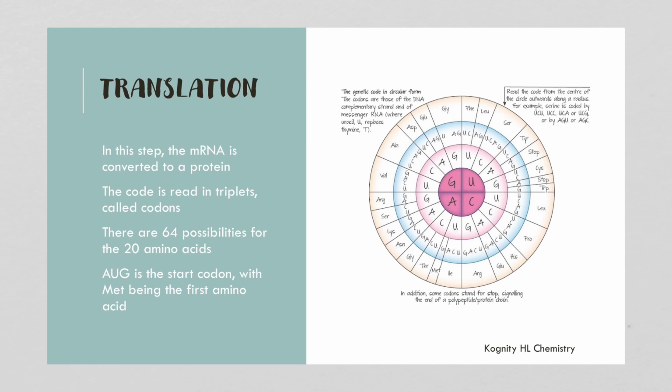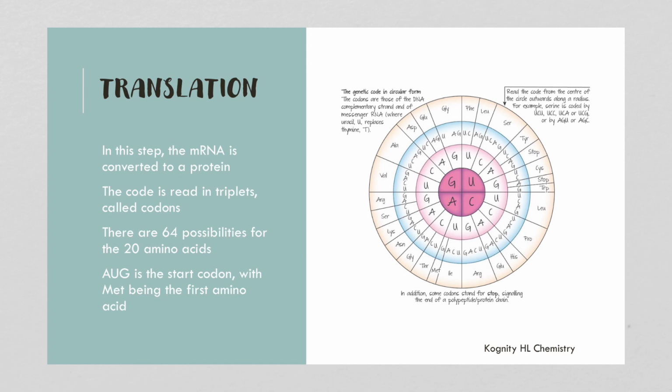In translation, the mRNA that's been transported to the cytoplasm is converted to a protein, and the code is read in triplets, and those triplets are called codons. There are 64 possibilities for the 20 amino acids because there are 4 different bases and an equal possibility of using any of the 4 bases for the codon. So there'd be 4 times 4 times 4 possibilities. So 64 possibilities.